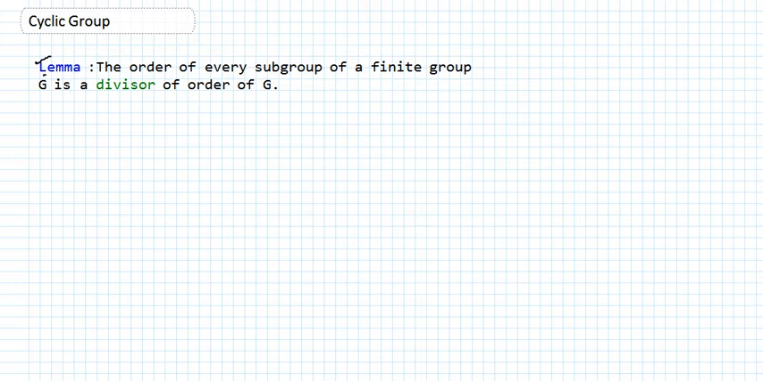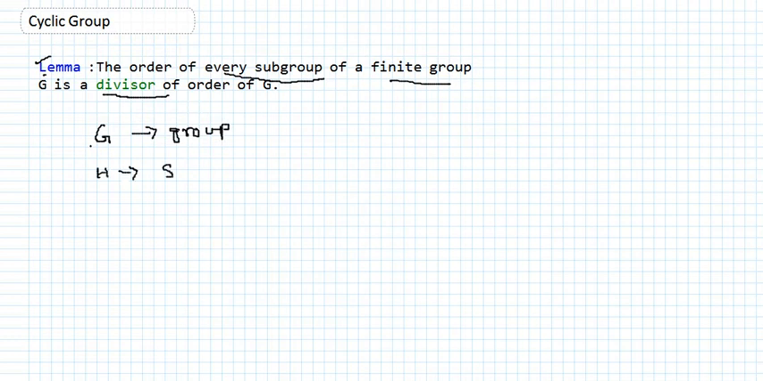So what does the lemma say? It says that the order of every subgroup of a finite group must be a divisor of the order of the group. Let me talk about that in more detail. Suppose we have a group G, and let H be any subgroup of G.